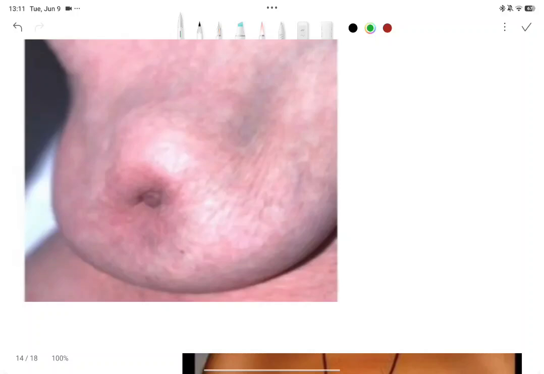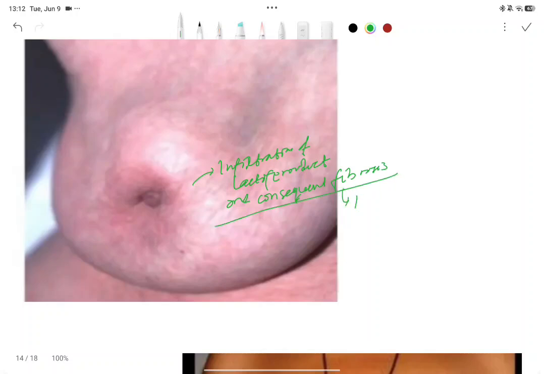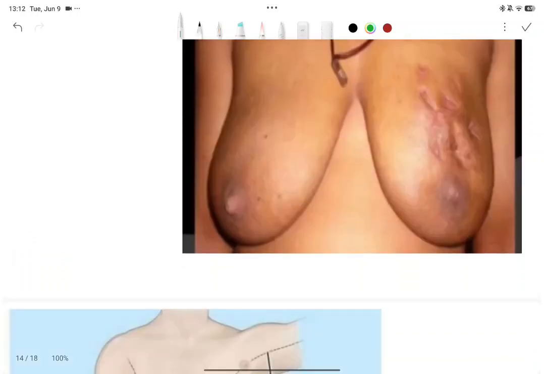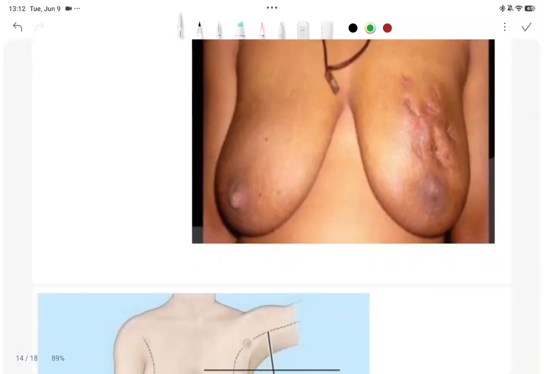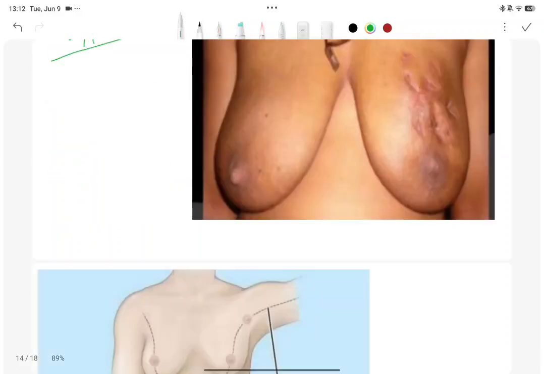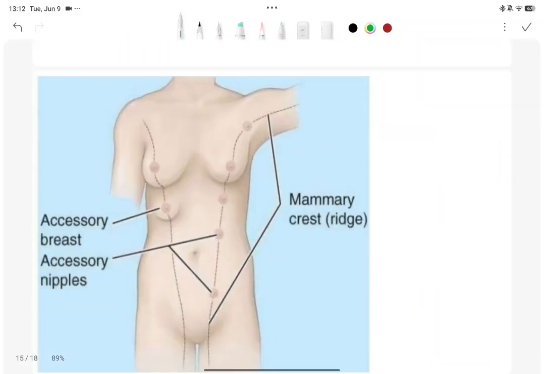This is known as infiltration of the lactiferous duct and its consequent fibrosis, which causes retraction of the nipple. So that is nipple retraction. There is another, the infiltration of the suspensory ligament by cancer, causing shortening or contraction of the ligament. This is called retraction of the suspensory ligament, which occurs because cancer cells infiltrate it.